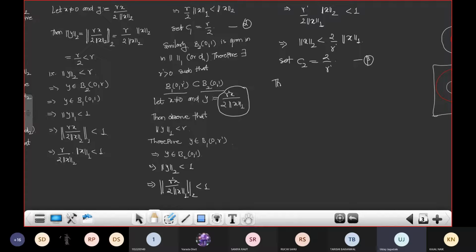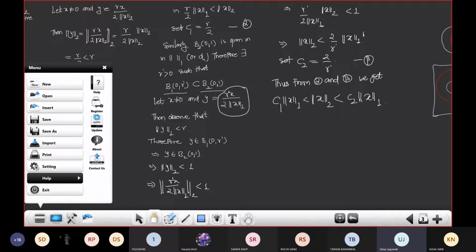So thus from alpha and beta we get C1 times norm 1 of x is less than norm 2 of x, which is less than C2 times norm 1 of x. We got the strict inequality, right? So if you have any question, you can ask me.